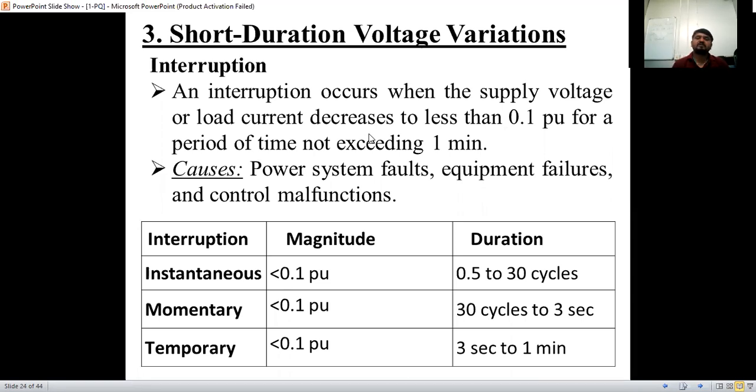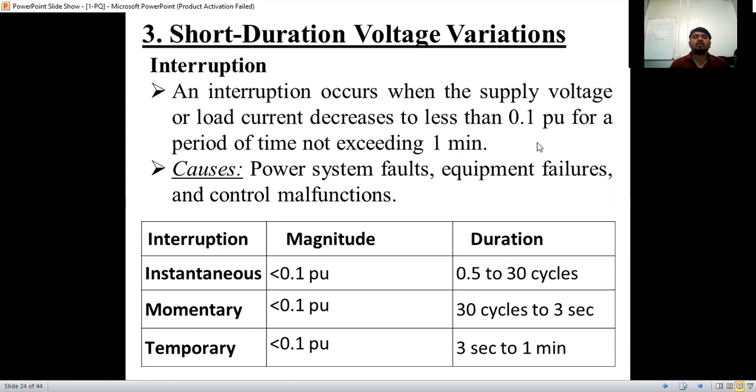The interruption occurs when the supply voltage or load current, it may be voltage or current, decreases to less than 0.1 per unit for a period of time not exceeding 1 minute. If the voltage is dropped to less than 0.1 per unit within 1 minute only, then that we are going to call interruption.